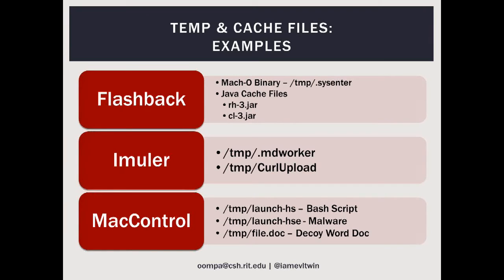A couple of examples here. Flashback uses the /temp directory to store a lot of its files. For instance, it stores the Mach-O binary, which is the executable format for OS X, as .syscenter. Remember, for Unix systems, a dot means hidden, so the normal user is not going to be able to see these files. Mueller stores a couple of its files, again as hidden files, in /temp. And MacControl, which is a remote access Trojan, stores a lot of its files in here as well. We have a bash script, malware, even a decoy Word document, because it does its infection via a Microsoft Word doc.